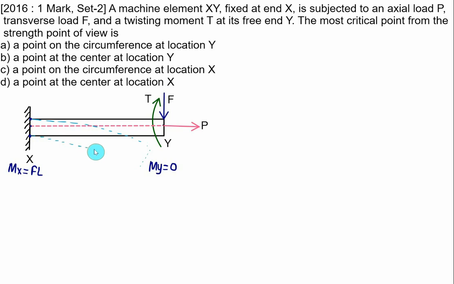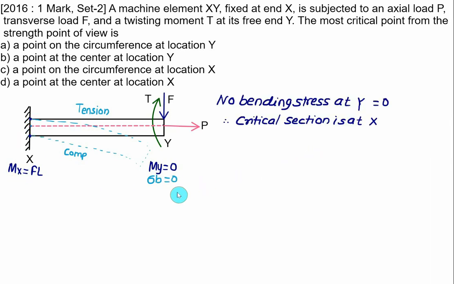Naturally here, the shorter member on the inside will be in compression and the outside in tension. Since we are interested in the circumference and the center at location Y, the bending stress at this point will be equal to 0. So the critical section will be either at the center or at the periphery. The bending stress will be 0 at Y, so we will not consider this a critical load, but the maximum bending moment is produced at point X.